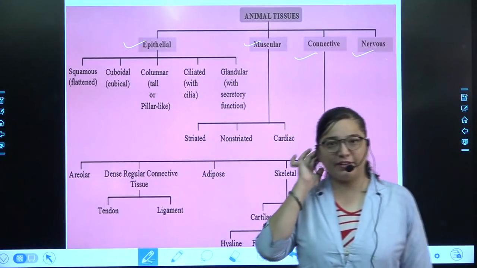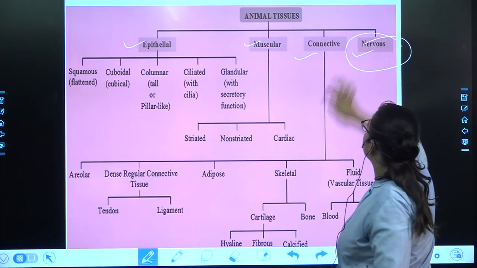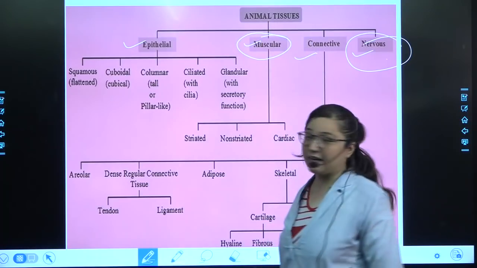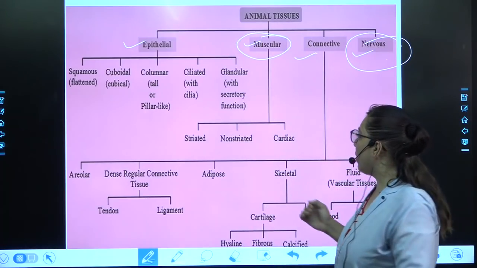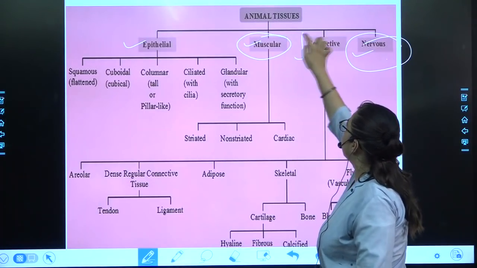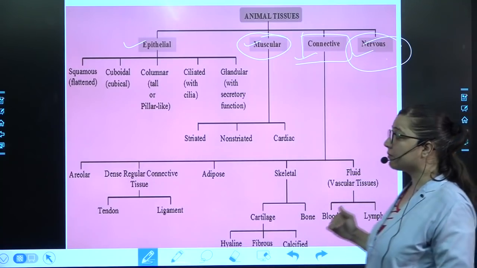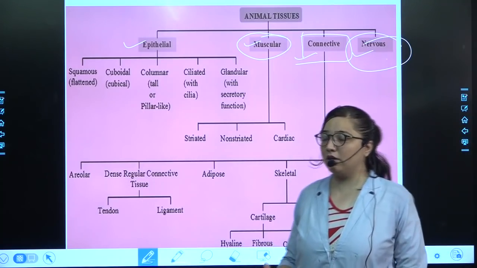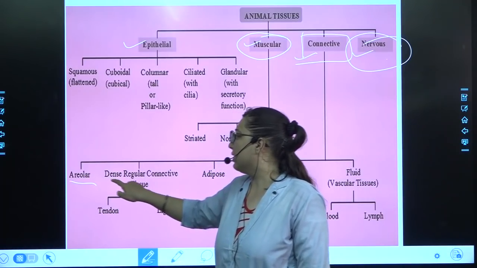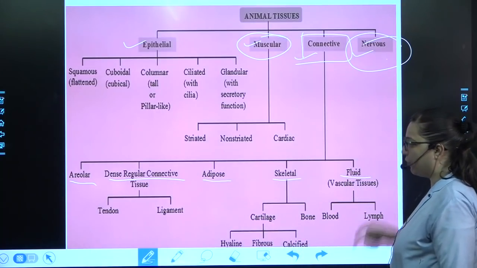We started with nervous tissue. After that we did the muscular tissue, that is striated, non-striated and cardiac. Then connective tissue. Connective tissue is basically of 5 types. We will try to learn these 5 types first: areolar, dense regular, adipose, skeletal and fluid.